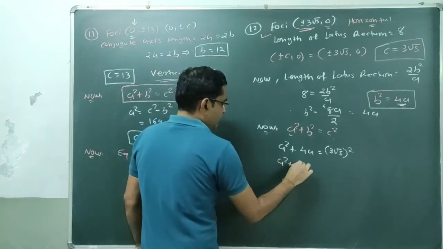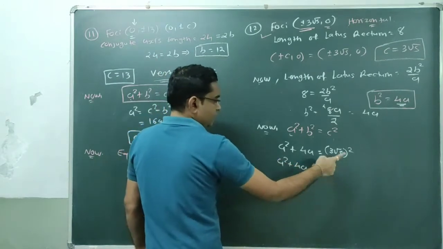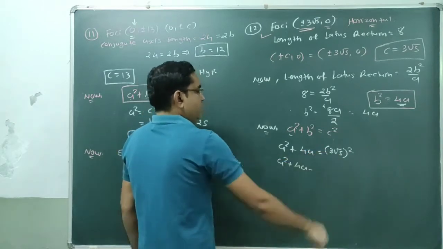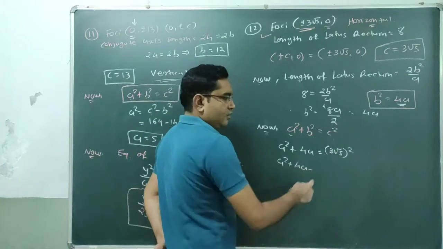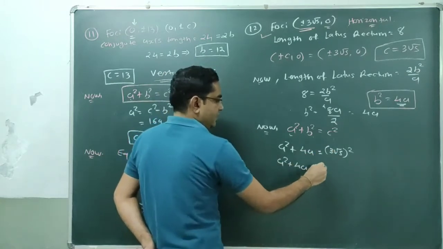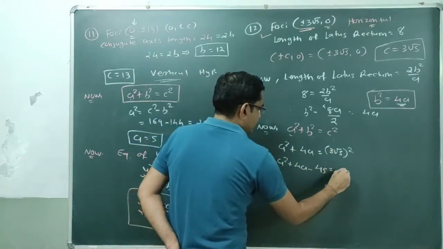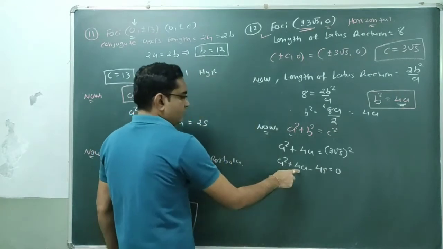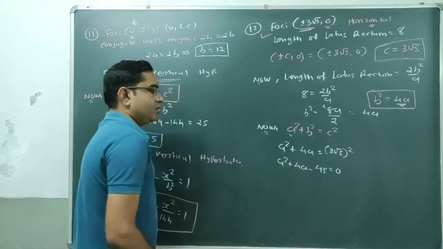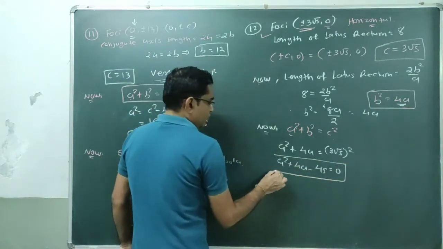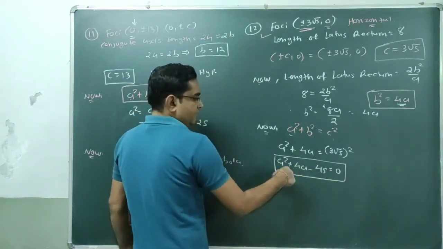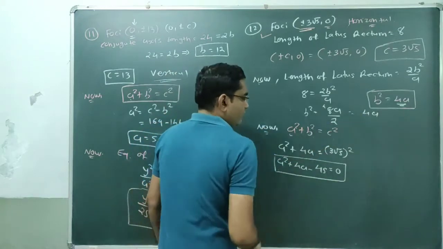देखो a square plus 4a minus, इसको इस साइड ले आएंगे square करके, इसका square करो क्या होगा, 3 square 9, √5 square 5, 9 5 जा 45 और इस साइड आएगा तो minus 45 equal to 0. So a square plus 4a minus 45 equal to 0 is one quadratic equation. So now we have to factorize this quadratic equation to get the values of a. And after finding the value of a, we'll get the value of b square.